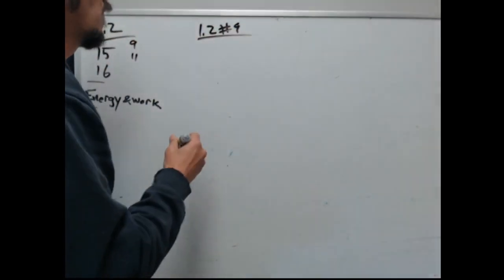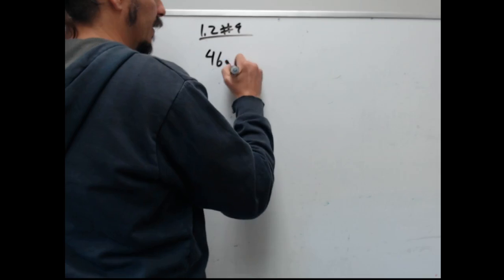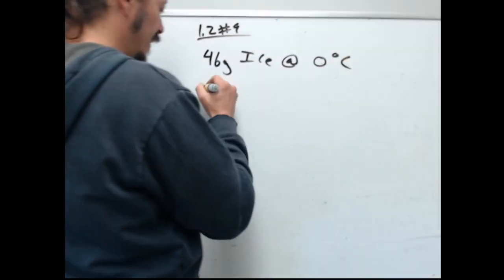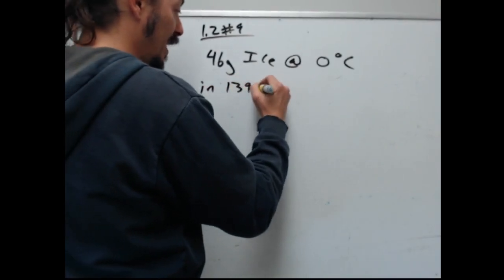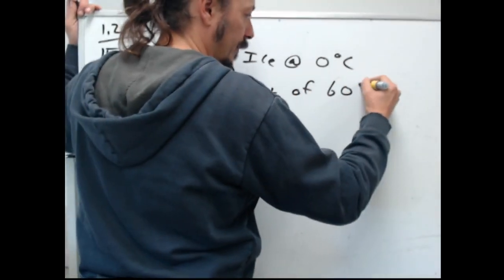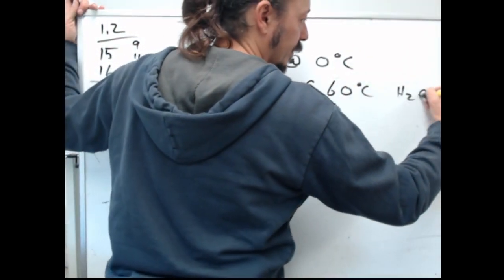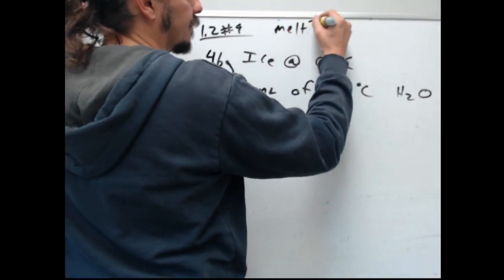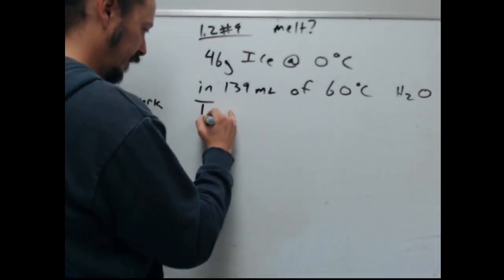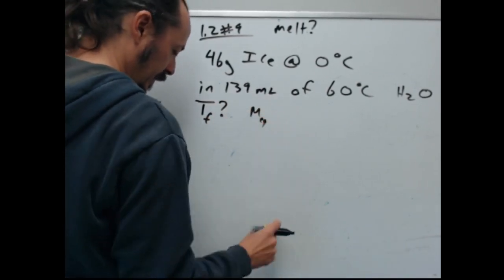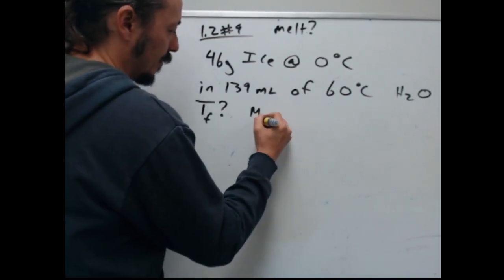A 46-gram piece of ice at 0 degrees Celsius is put into 139 milliliters of 60 degrees Celsius water in an insulated cup. Does all the ice melt? What is the final temperature when everything is at equilibrium? And how much ice is left when everything is in thermal equilibrium?